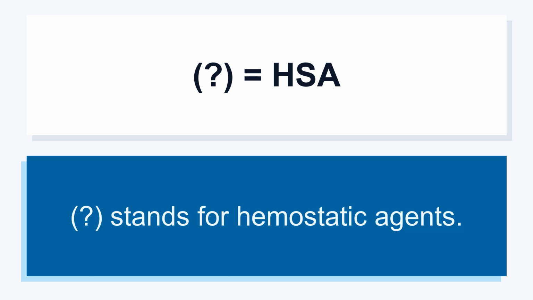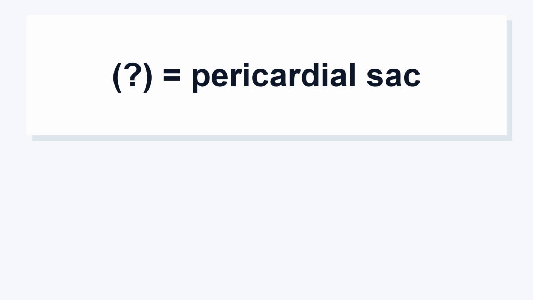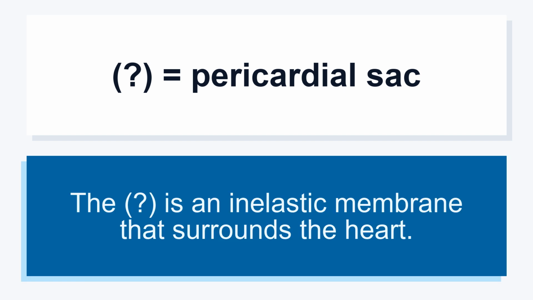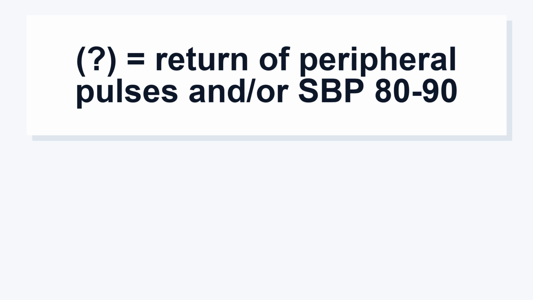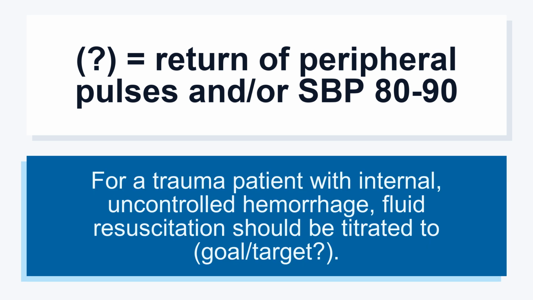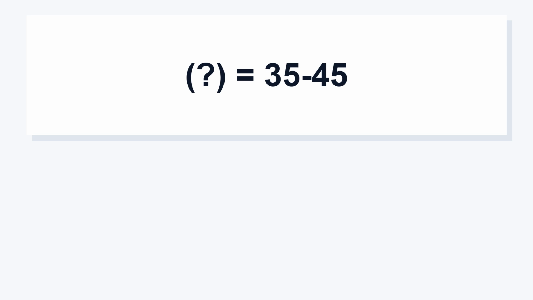Stands for hemostatic agents, equals pericardial sac. The pericardial sac is an inelastic membrane that surrounds the heart. Equals return of peripheral pulses and/or SBP 80 to 90. For a trauma patient with internal, uncontrolled hemorrhage, fluid resuscitation should be titrated to goal/target, equals 35 to 45.